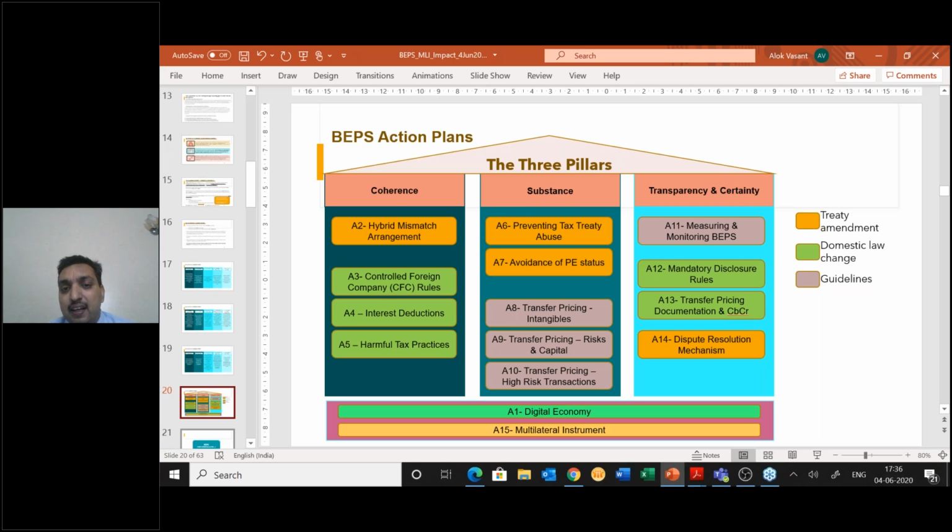And as far as the gray colored boxes are concerned, these are action plans in respect of which guidelines have been issued so that the transfer pricing studies can accordingly be done and the taxpayer as well as the tax administration follow those guidelines while devising their transfer pricing and while doing an assessment for that.